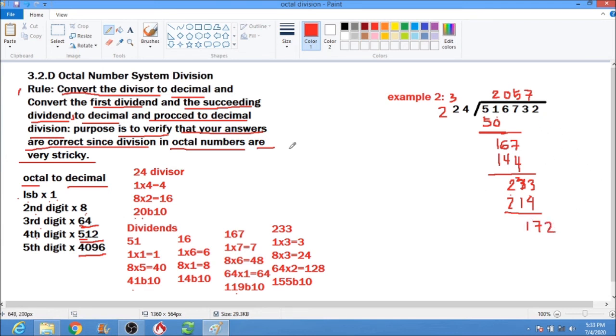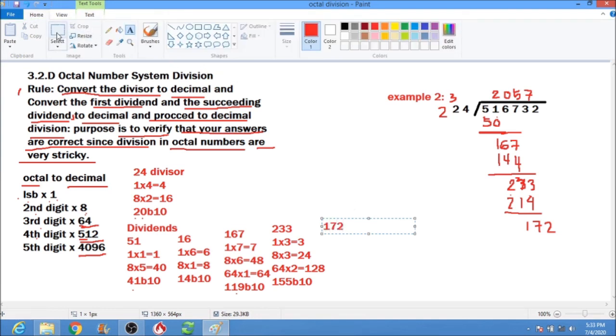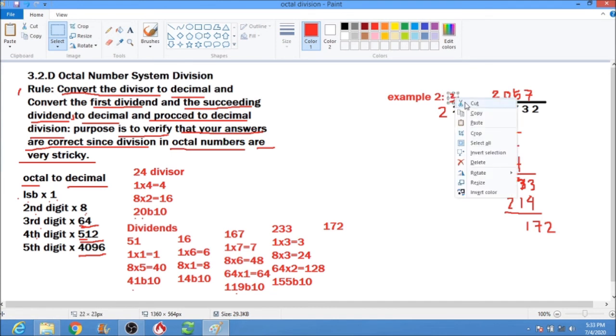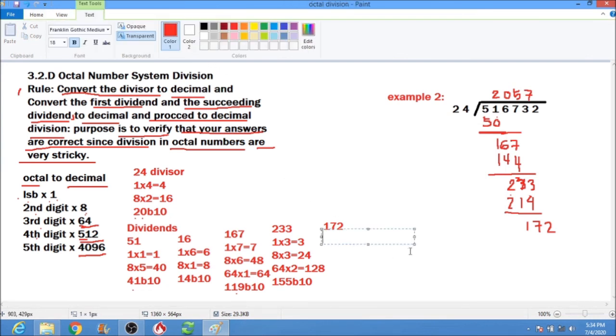Okay? So we have the last dividend. So 172. So we have 1 times 2 equals 2. Then 8 times 7 equals 56. Then 64 times 1, and that will be equal to 64.